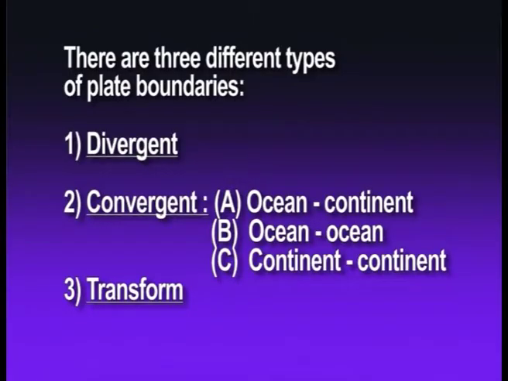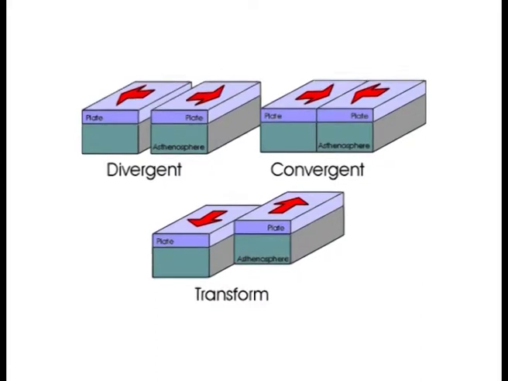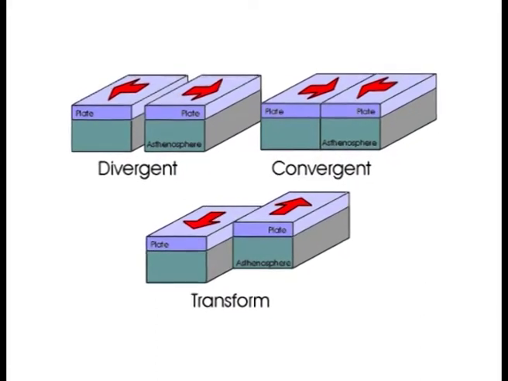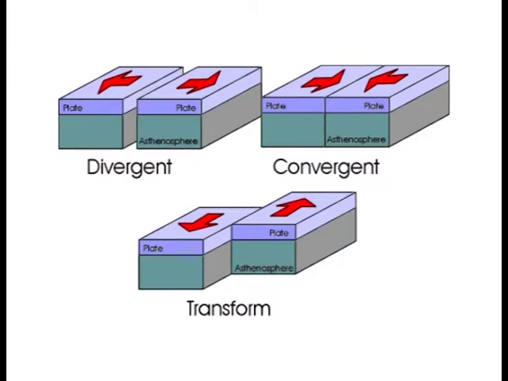Plate boundaries. There are 3 different types of plate boundaries. They are: number 1, divergent, that is mid-oceanic ridges, spreading centers and continental rifts, with earthquakes and basaltic volcanism.